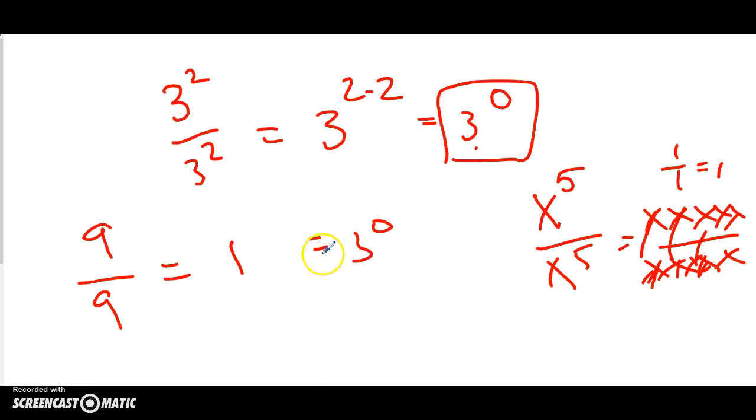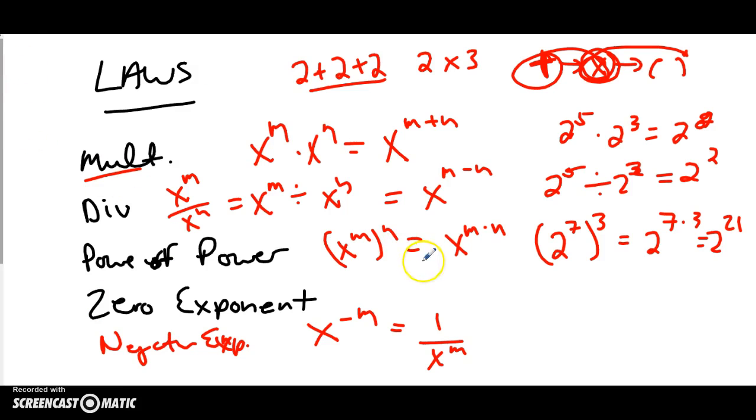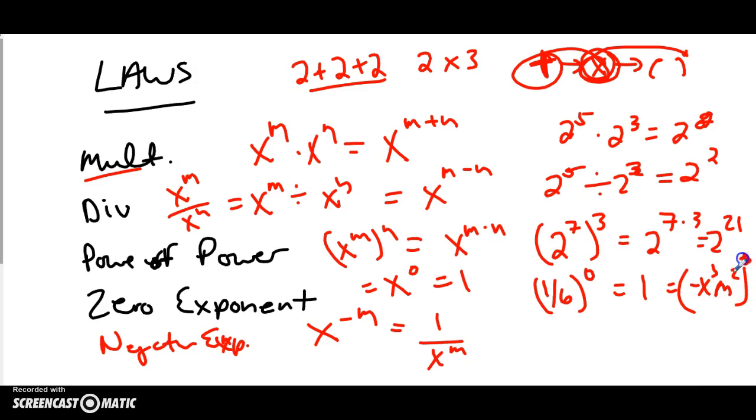And the rule is, in general, anytime you get to a 0 exponent, x to the 0, anything is equal to 1. And that applies also to fractions and that sort of thing. So if I even have something crazy like this, 1/6 to the 0, that's 1. If I have negative x cubed m squared to the 0, doesn't matter. Anything to the 0 is 1. Okay, so anything to 0 is 1.